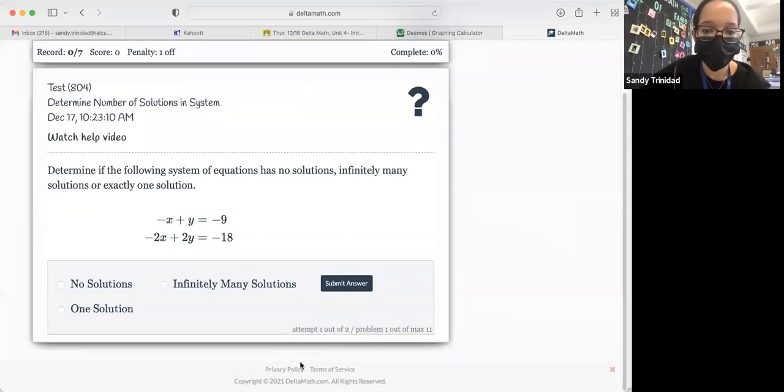And here you just choose however many times they cross. Did they cross where they're parallel and have no solution? Did they cross one time, so have one solution? Or were they the exact same line, which means they have an infinite amount of solutions?